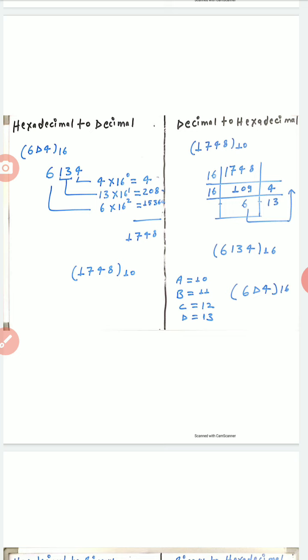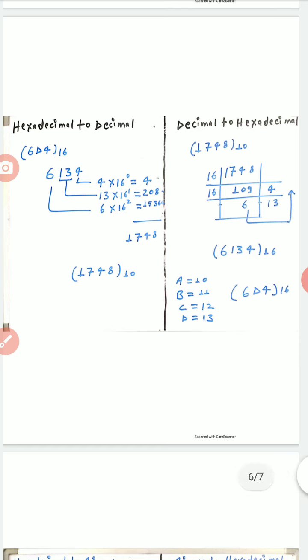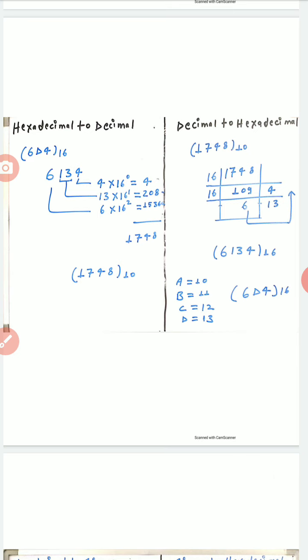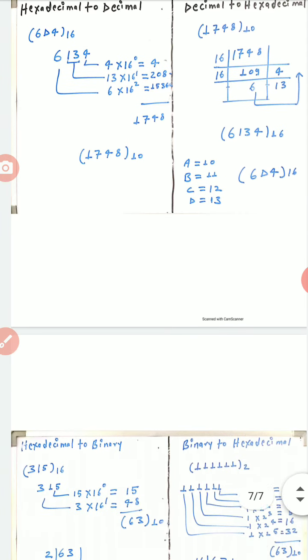13 itself, that means the whole number, the 6 into 16 to the power 2, which is 1536. So if I get the sum of 1536, 208 and 4, which is 1748. So 1748, base 10, is the decimal number when we convert the hexadecimal 613. You can check whether it is correct or incorrect. So that's how we convert hexadecimal to decimal.